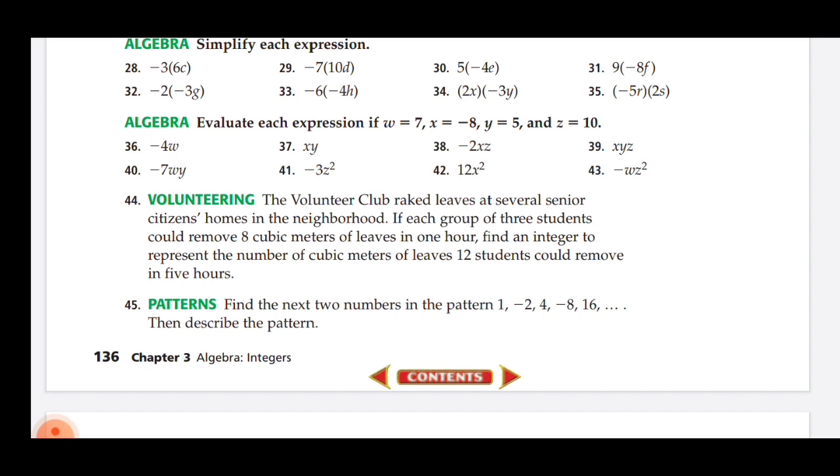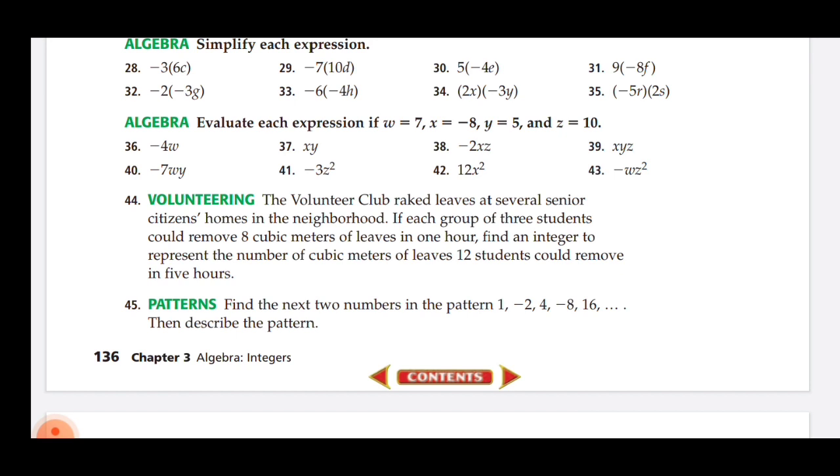Algebra. Evaluate each expression if w equals 7, x equals -8, y equals 5, and z equals 10. 36. -4w. 37. xy. 38. -2xz. 39. xyz. 40. -7wy. 41. -3z squared. 42. 12x squared. 43. -wz squared.